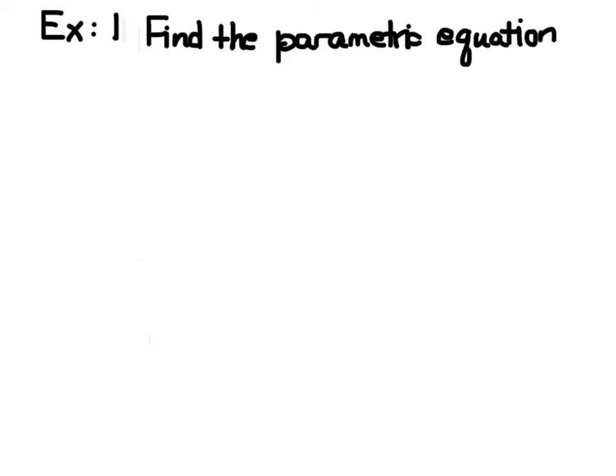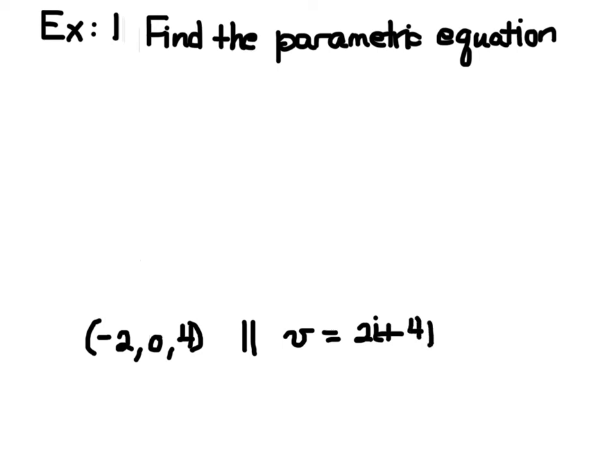Okay, so let's try an example of this. Example 1. In our example, we need to find the parametric equations for the line through the point (-2, 0, 4), this is a triplet, which is parallel to the vector v, and the vector v is 2 in the i direction, 4 in the j direction, and negative 2 in the k direction.